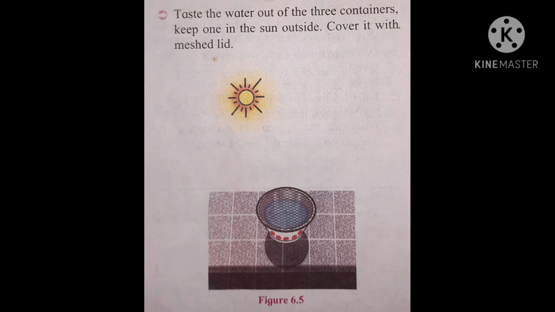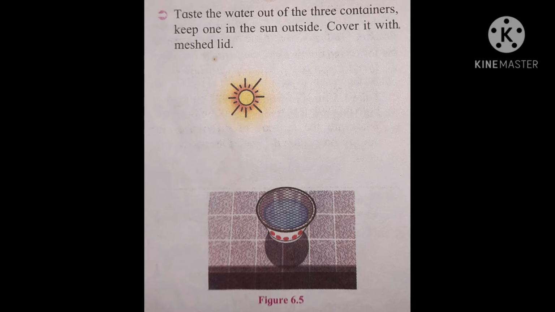Taste the water out of the 3 containers. Then keep one of the containers in the sun outside. Cover it with a mesh lid. Mesh lid means a net covered lid. So children, out of the 3 small containers, you have to keep one container outside in the sun and you have to cover it with a net covered lid. Okay, understood? As shown in figure 6.5.